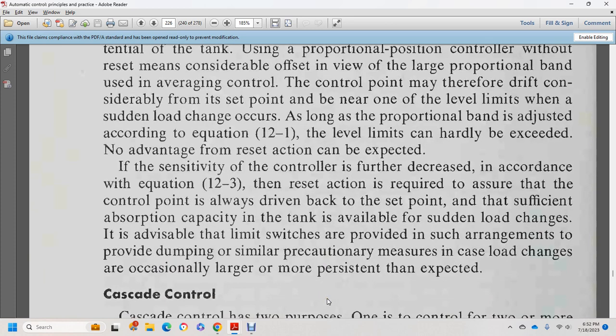If the sensitivity of the controller function is decreased in accordance with equation 12-3, with the reset action required, the control point always drives back to the set point, with efficient absorption capacity of the tank available for the time of the load change. It is advisable to provide a limit switch in such arrangements, and to provide dumping as a similar precaution for cases where load changes are occasionally large or more persistent.